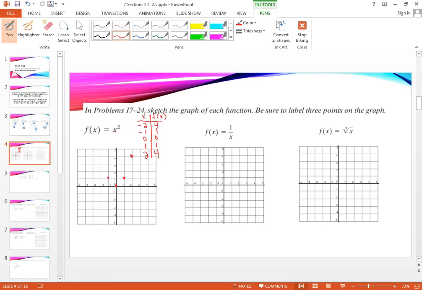-1, 1, -2, 4. That's where those points that are on those pictures in your book come from. Just a good old table of values. Okay. Pretty little curve, arrows on the ends, like so. All right, do it again with the 1 over x.